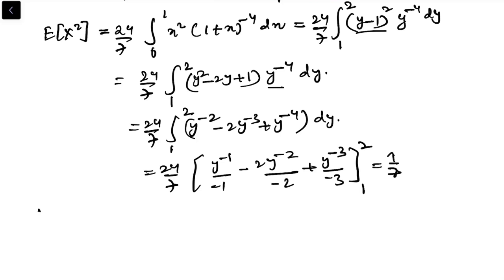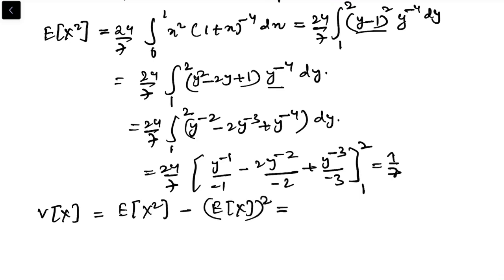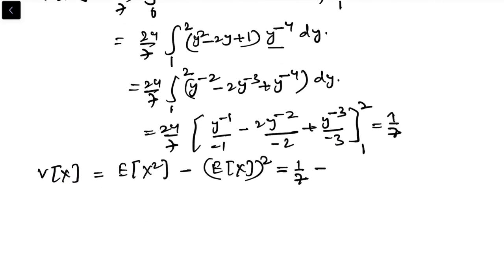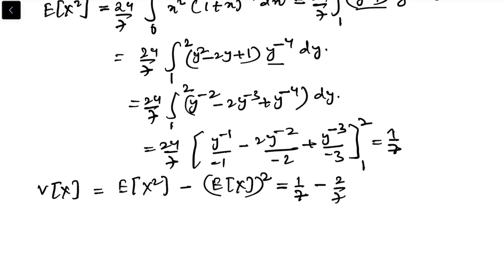Okay, so the variance is the expectation of x square minus the whole square of the expectation. So E of x square is 1 over 7, and E of x is 2 over 7. So this is 2 over 7 whole square, and you'll get the answer.